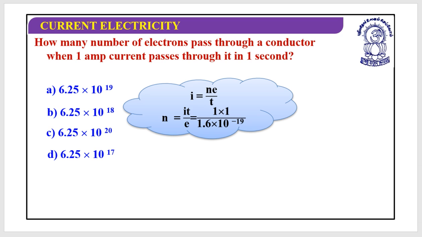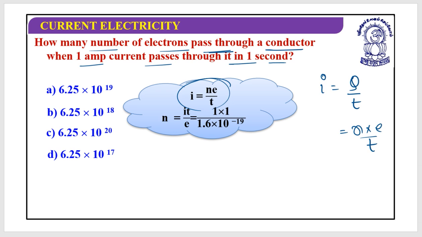Next, how many electrons pass through a conductor when 1 ampere current passes through it in 1 second? Yes, I is equal to Q by t, and when I put Q as n e, it's n e by t, the same thing I have done here. So when I calculate n, it's I into t by e. Current is 1 ampere, time is 1 second, and charge is 1.6 into 10 to the power minus 19. So this will give me 6.25 into 10 to the power 18. Please remember this number.